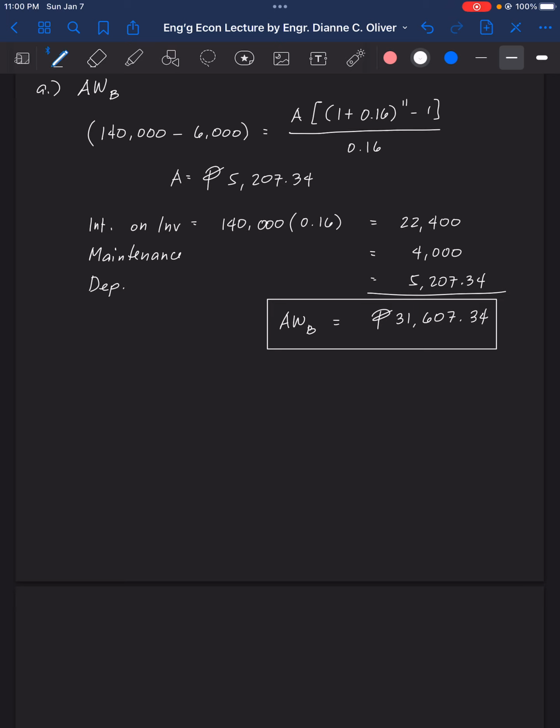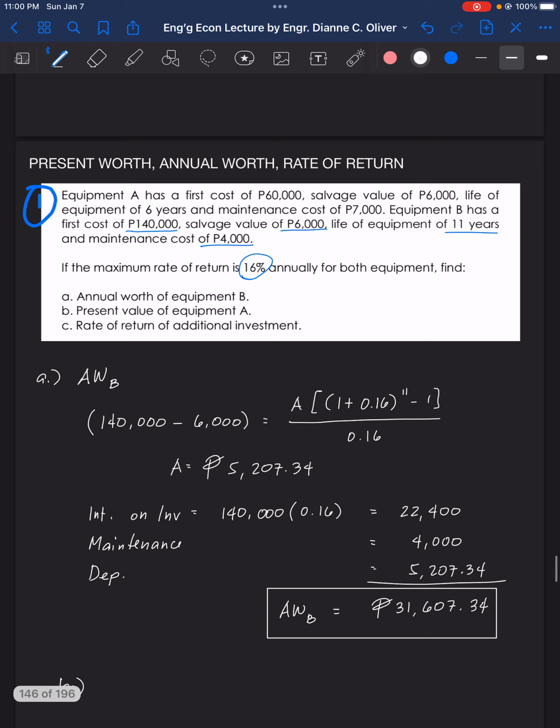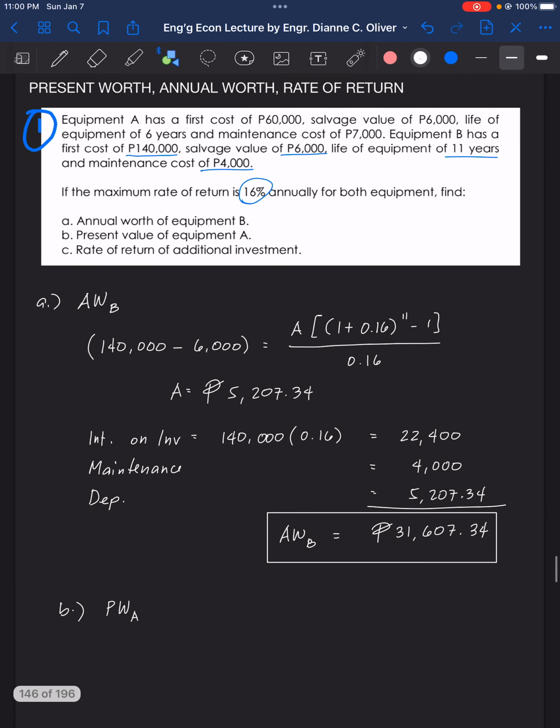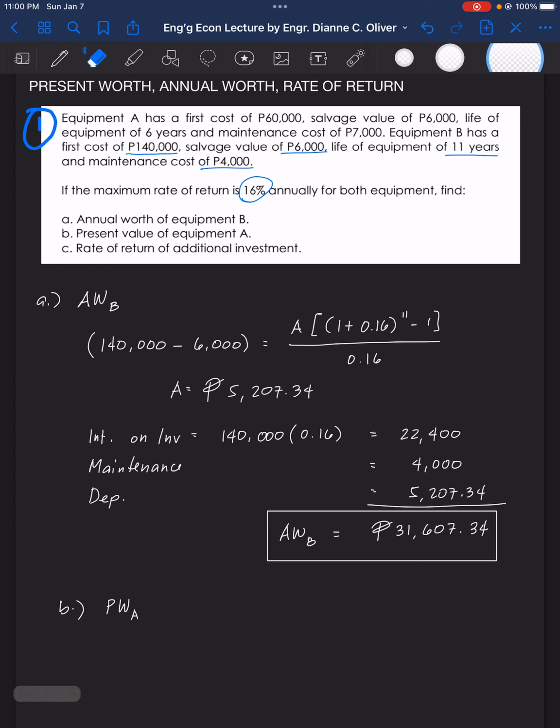Now for our letter B, we need to find the present worth of equipment A. For the present worth, let's just use a different color. So first cost is 60,000 pesos, salvage value of 6,000, life of 6 years, and maintenance cost of 7,000 pesos.